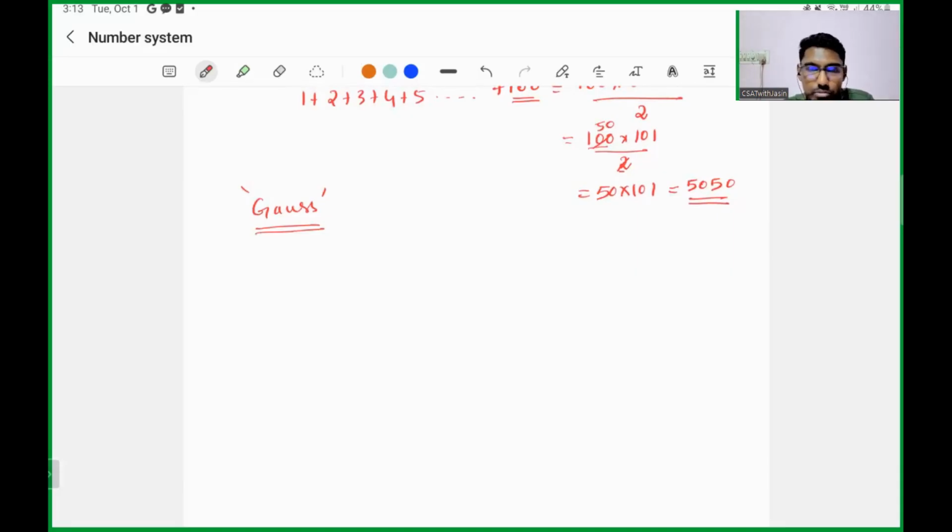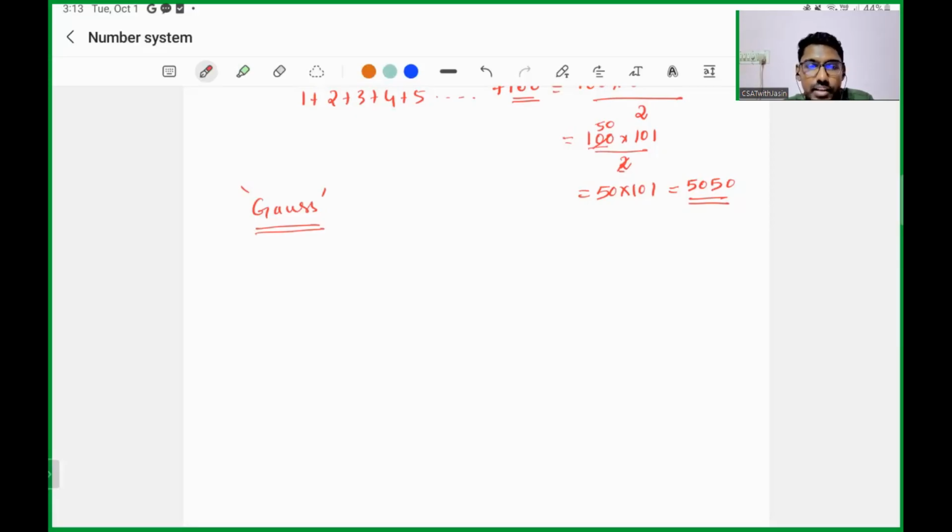The teacher wanted to rest for some time, so the teacher told everyone to add the sum from 1 to 100. The teacher thought they would take a lot of time because students started adding 1 plus 2, 3, then 3 plus 3, 6, 6 plus 4, 10.